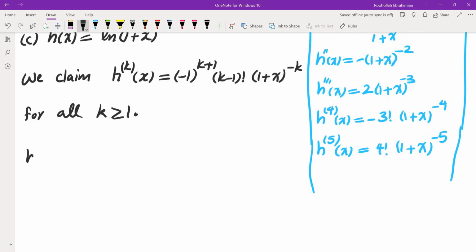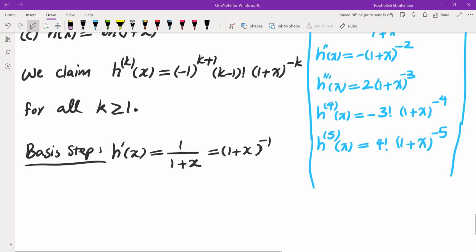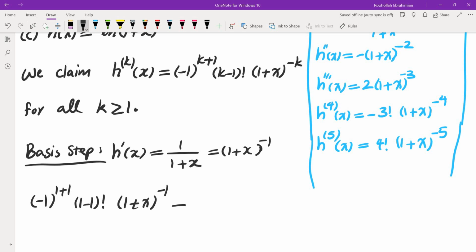So first the basis step, pretty easy to prove. H prime of x is 1 over 1 plus x, which is 1 plus x to the power of negative 1. And negative 1 to the power of 1 plus 1 times 1 minus 1 factorial, 1 plus x to the power of negative 1 is the same thing, because that's positive 1, that's just 1 plus x to the power of negative 1.